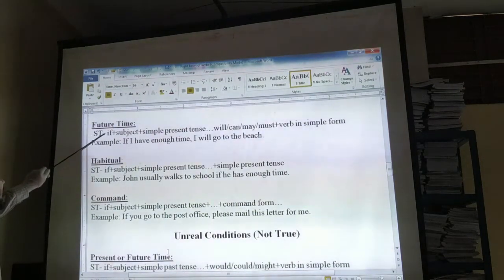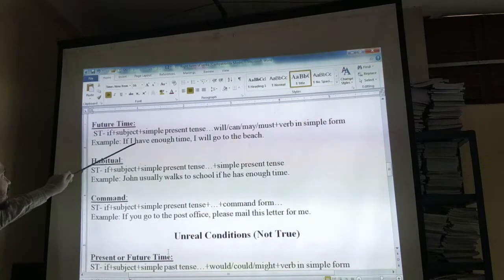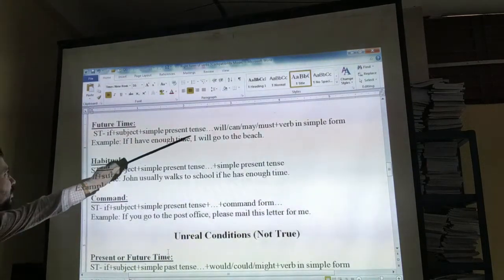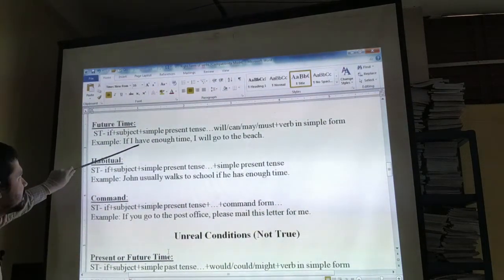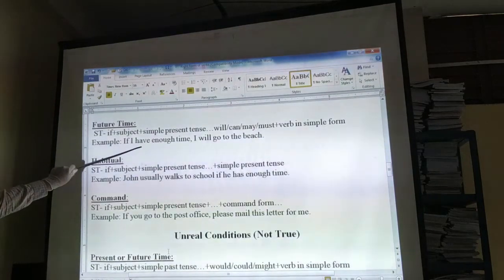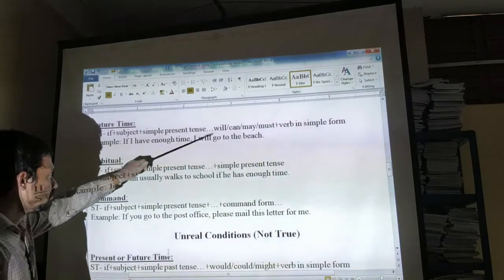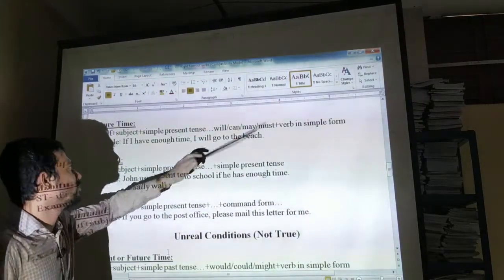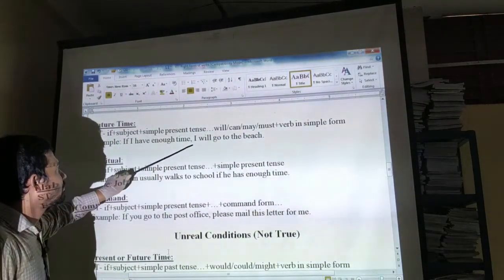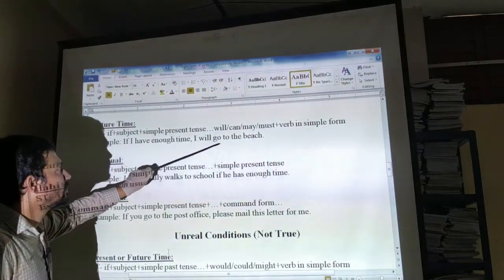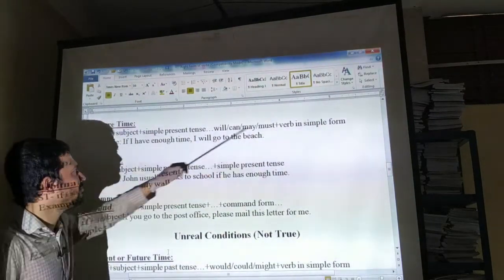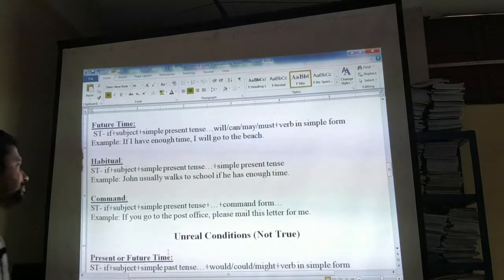See this one. If, subject, have, then simple present tense, I mean present indefinite. Have is not an auxiliary; this is the main verb here. Then, will or can or may or must, according to the context. See, will. Verb in simple form, go.